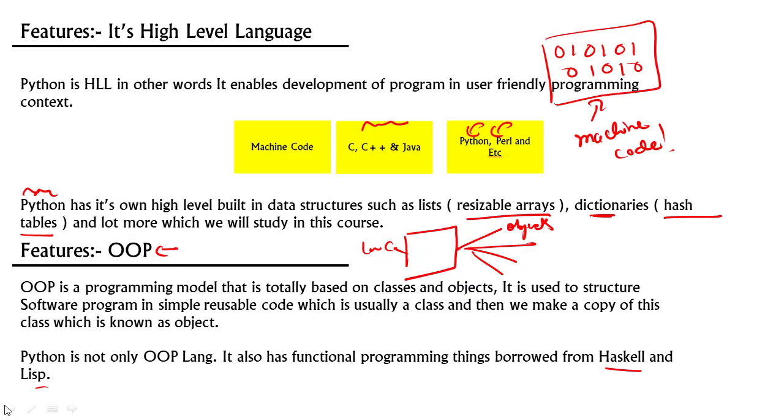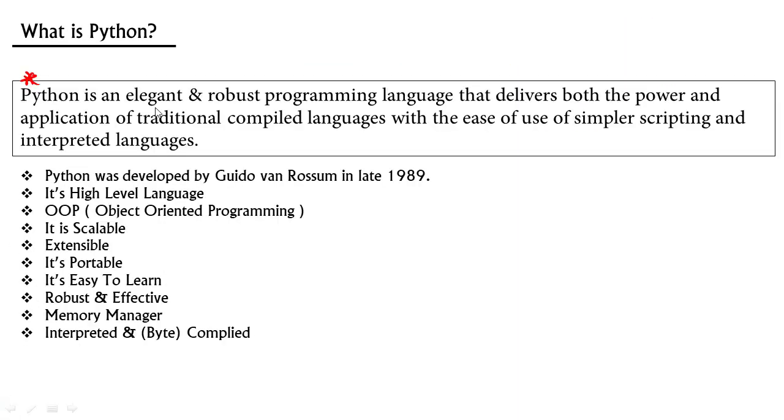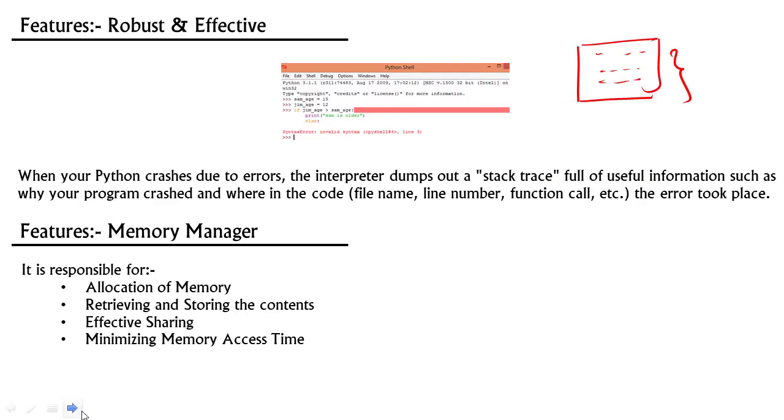Now we are done with every feature. I hope you will be able to understand what Python is. Python is a very robust programming language that has a lot of power with these features. It is byte compiled, so it has the applications of a traditional compiled language. It is very easy to use, and it is also an interpreted language. Got it? Great. Let's go on to the downloading part.